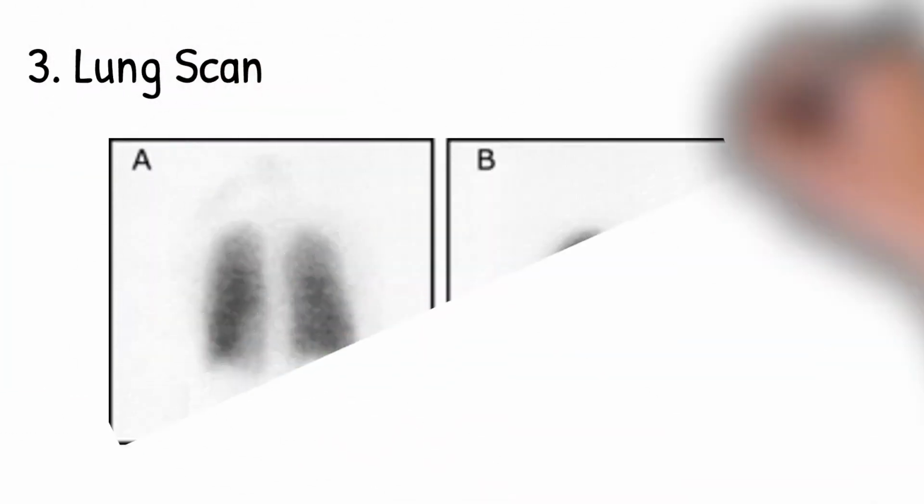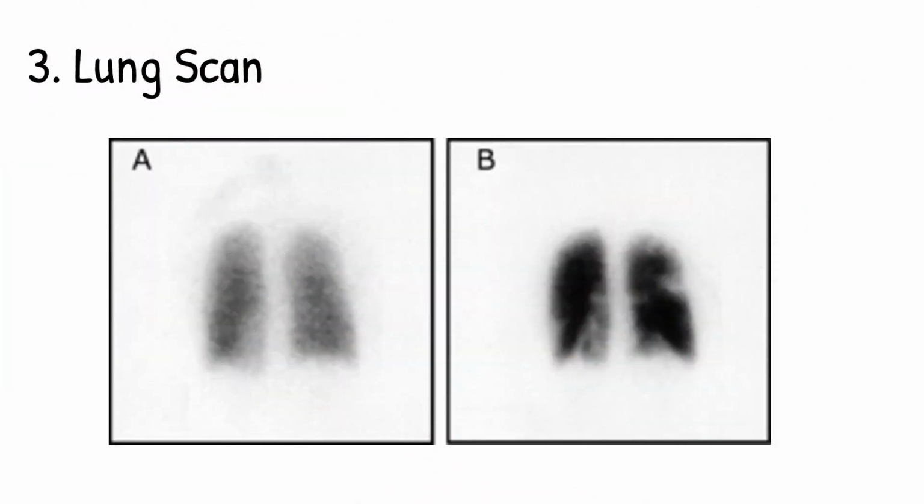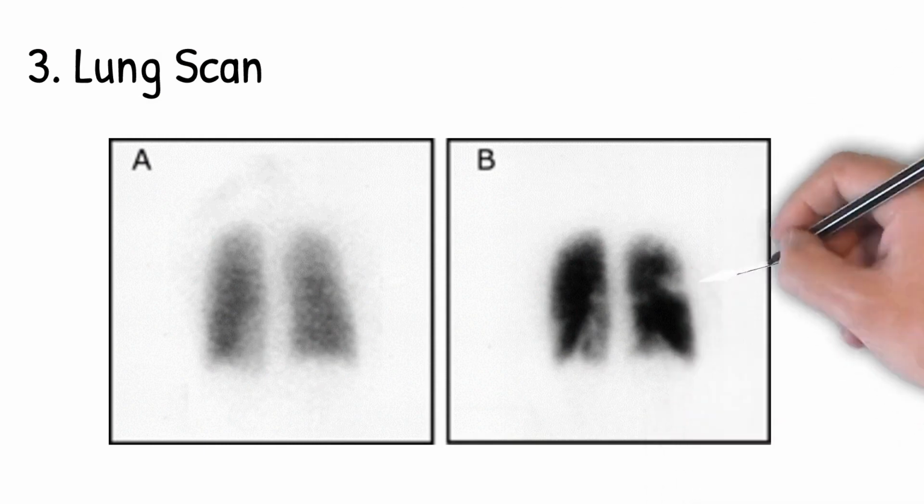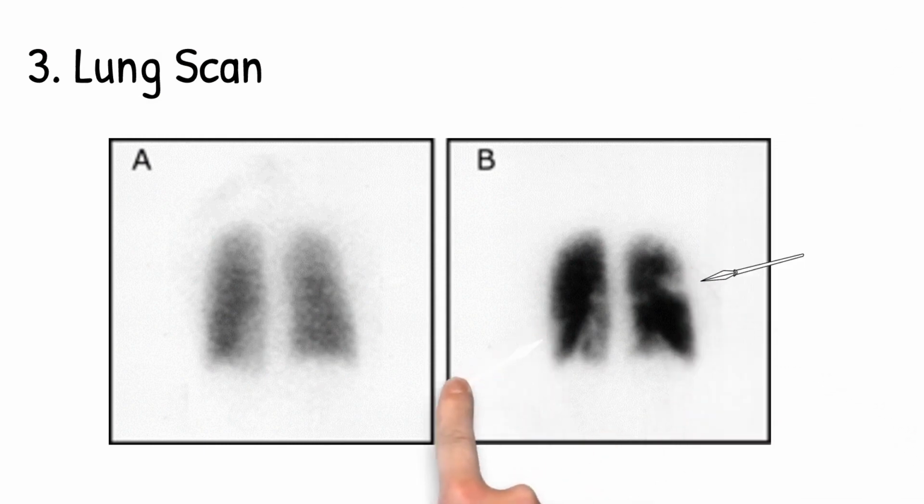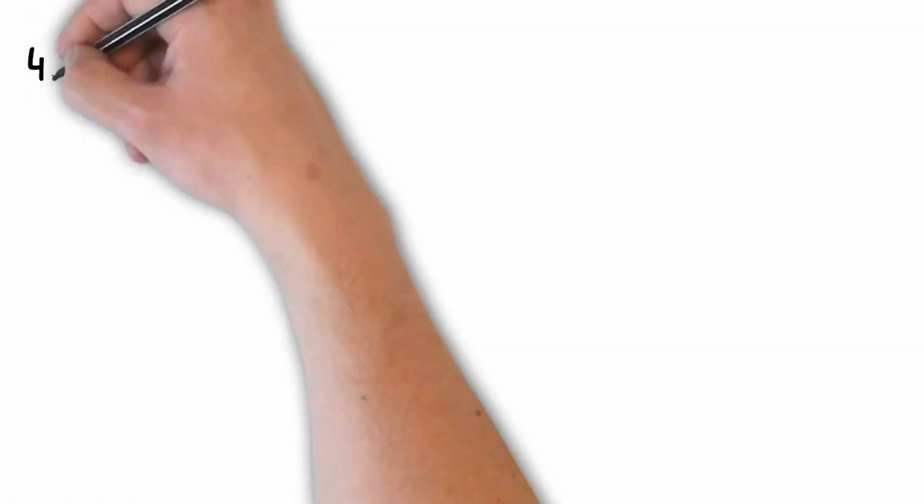One of the emergency procedures done in nuclear medicine is the lung scan looking for pulmonary embolism. On the right, you can actually see the arrows pointing to perfusion defects associated with blood clots in the lungs, where there's no abnormality on the ventilation on the left. This is associated with pulmonary embolism.